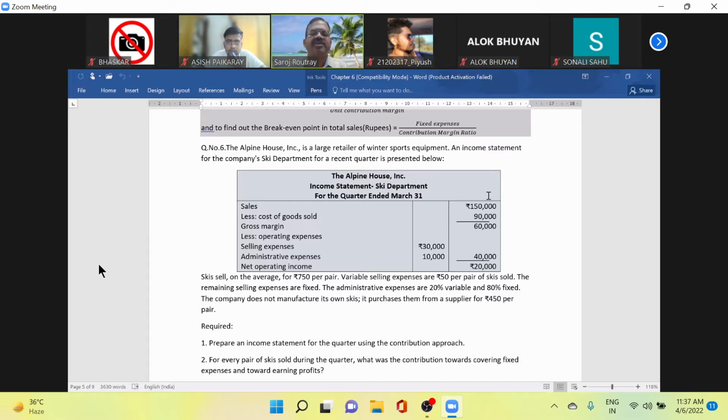Skis sell on average for 750 per pair. Variable selling expenses are 50 per pair of skis sold. The remaining selling expenses are fixed. The administrative expenses are 20% variable and 80% fixed. The company doesn't manufacture its own skis. It purchases them from a supplier for 450. So there are 4-5 pieces of information given. One is the selling price per unit, and the other is the purchasing cost per unit. There are selling expenses, consisting of fixed and variable expenses. Administrative expenses also have fixed and variable components.